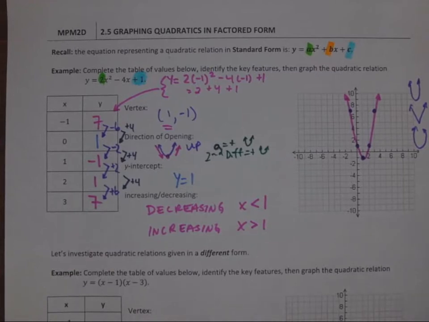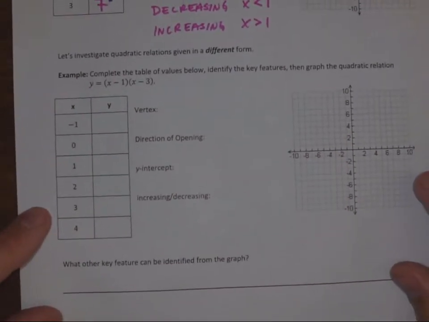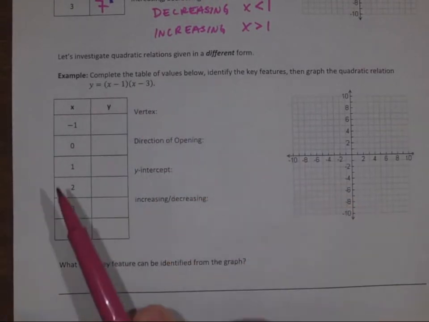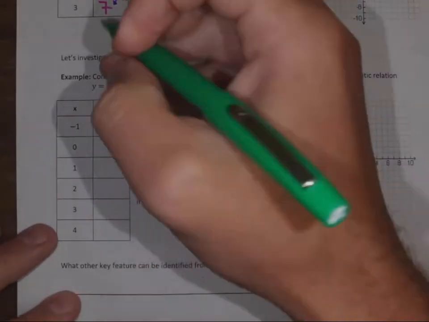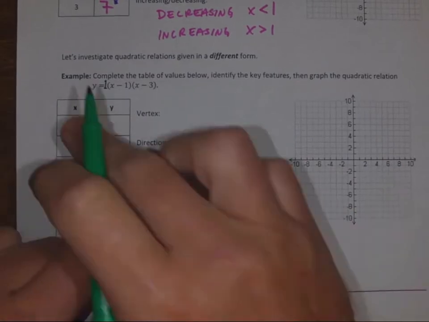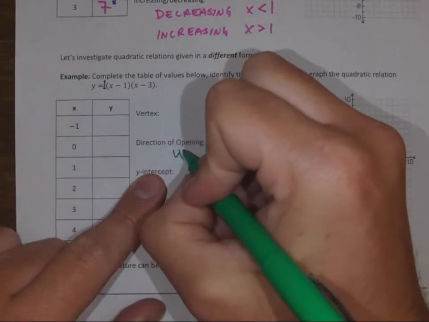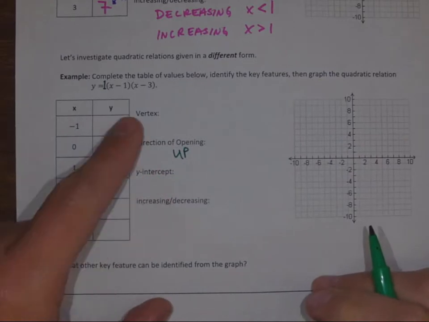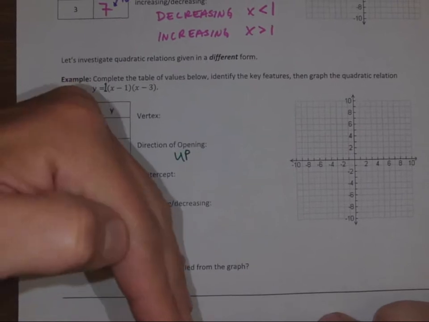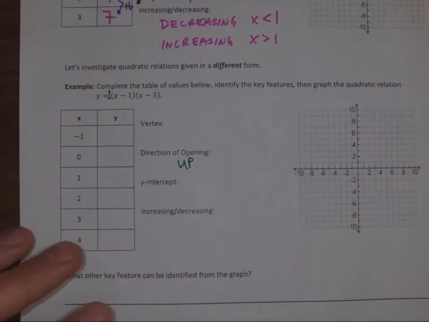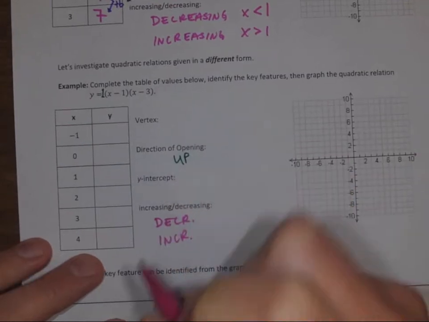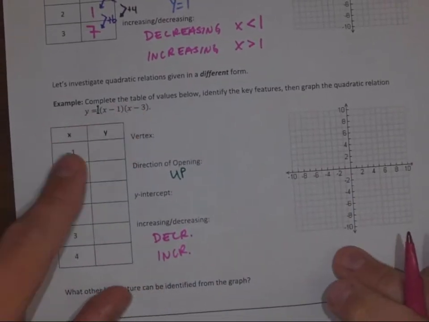Cool, cool, cool. All right, let's investigate. What happens if it's in a different form? Remember, we still have really an a value. The a's in front. It's like a number 1. So right now, without even filling this in, I know it's going to open up. Y-intercept, vertex, increasing, decreasing, I'm not sure. But if it opens up, then it's going to be decreasing, then increasing. So I'm going to put that order just so I remember. Decreasing and then increasing.